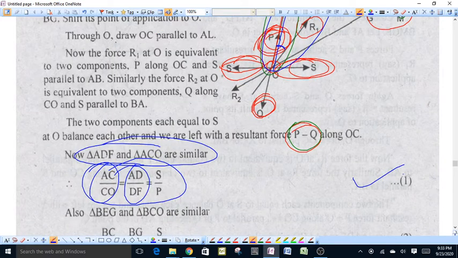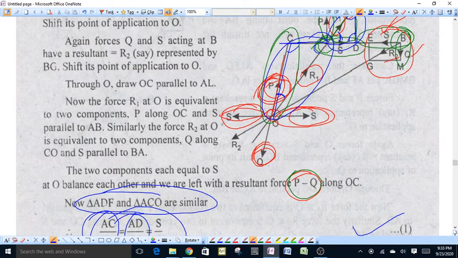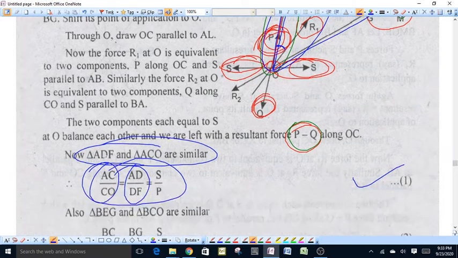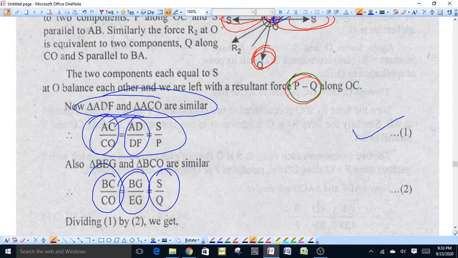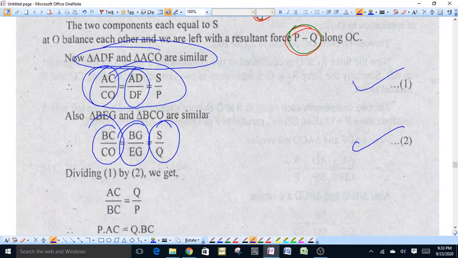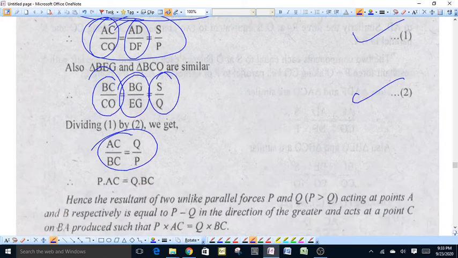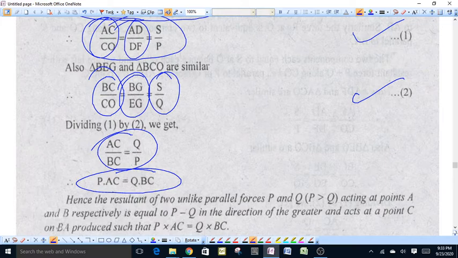Also triangle BEG is similar to triangle BCO. These two triangles are similar, therefore the ratio of BC and CO will be equal to BG upon EG, which is equal to S upon Q. Dividing the first equation by the second, we get AC upon BC is equal to Q upon P, and after cross multiplication we get P into AC is equal to Q into BC.